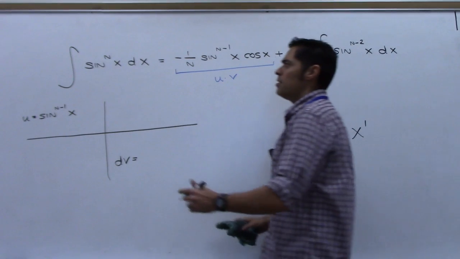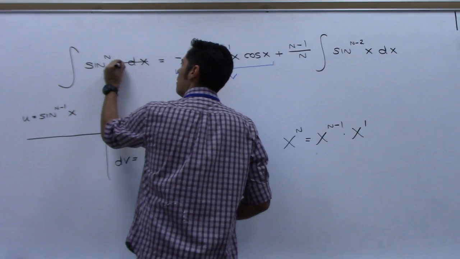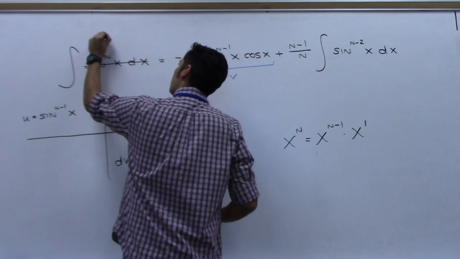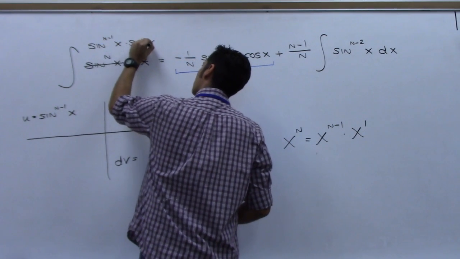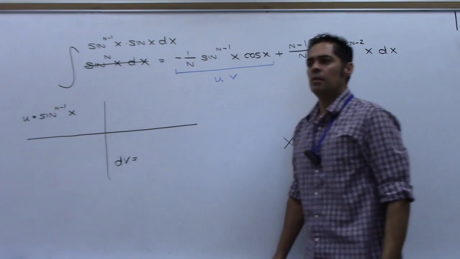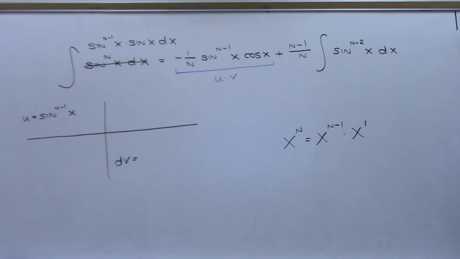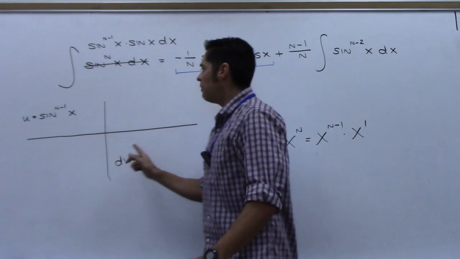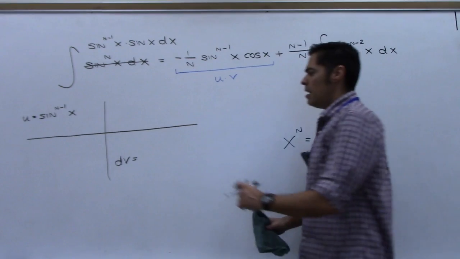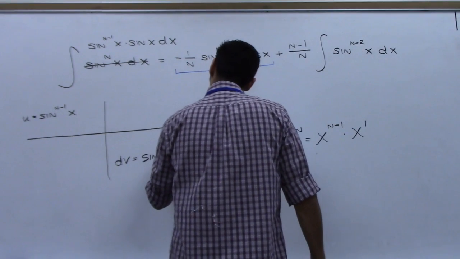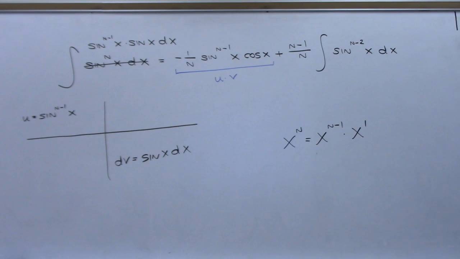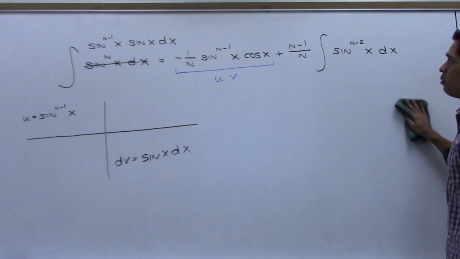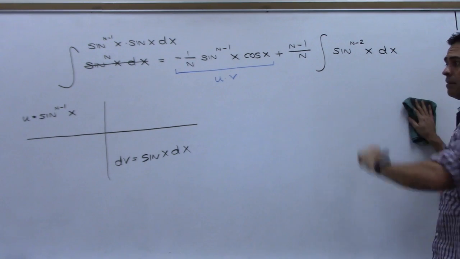What I want everyone to see here is that we could have rewritten this integral as sine to the n minus 1 of x times sine x dx. Now that's not a natural move, but we could do it. If we do that, then you would choose your u to be sine to the n minus 1 x, and that forces your dv to be sine x dx. You follow that? Now let's write out everything that would happen. We're going to try and get to this formula at the end. Let's see if we can.